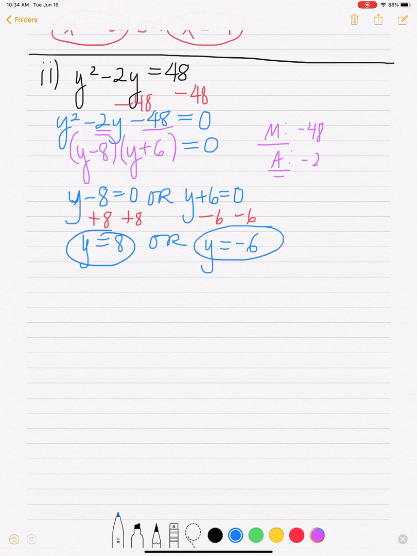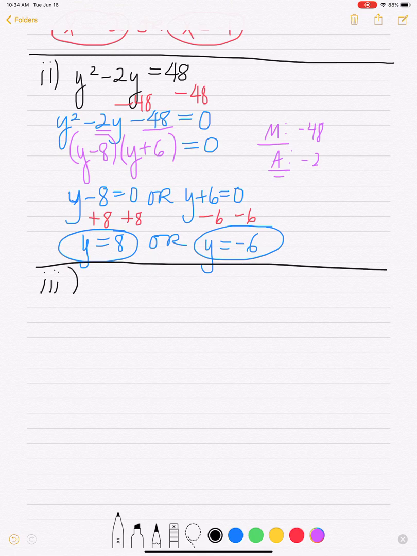So there I have two solutions. Either one will work. If I were to plug in 8, it would work out. If I were to plug in negative 6, it would work out. Okay, there we go. Two solutions. All right, how about a number 3?